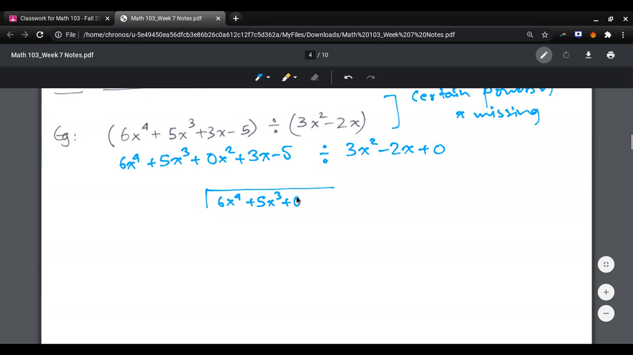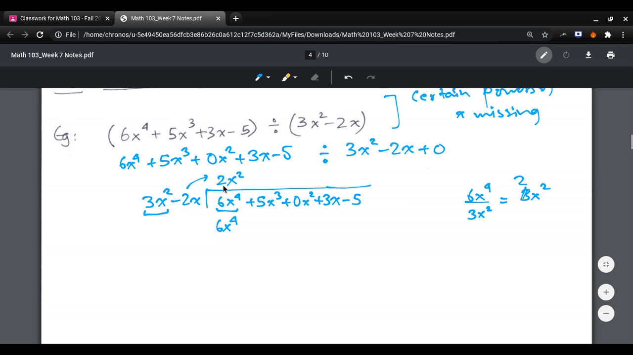6x to the 4 plus 5x cubed plus 0x squared plus 3x minus 5, and you have a 3x squared minus 2x. Now you're going to compare the highest power term in both, right? So how many times does 3x squared go into 6x to the 4? You go 6x to the 4 divided by 3x squared, which is 2x squared. So I have a 2x squared, and I end up with 6x to the 4.